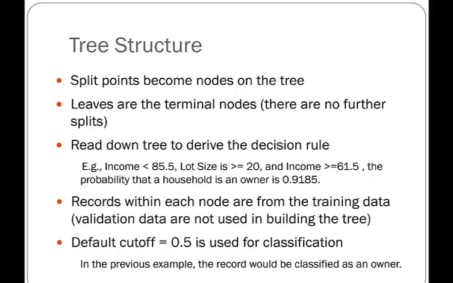It's important to keep in mind that the records in each of the nodes are from the training data set and not from the validation set. The validation set is used not to build the tree, but to see how the tree does out of sample. And you'll also see that this is one place where we use a test data set as well, and you'll see why that is in a few minutes.